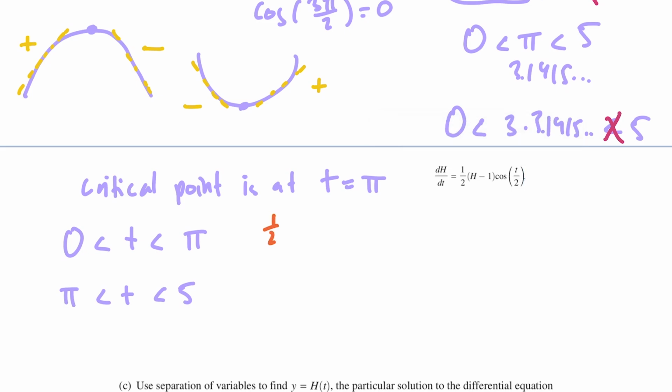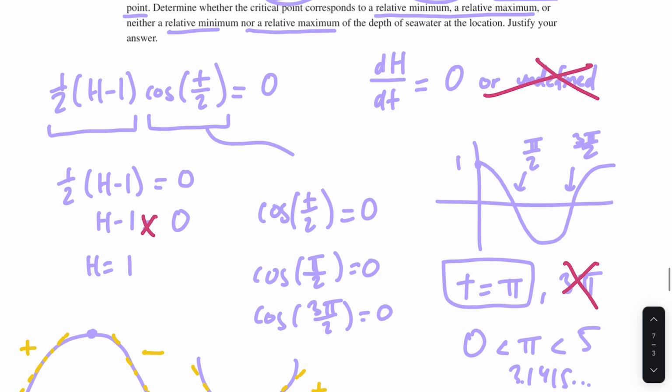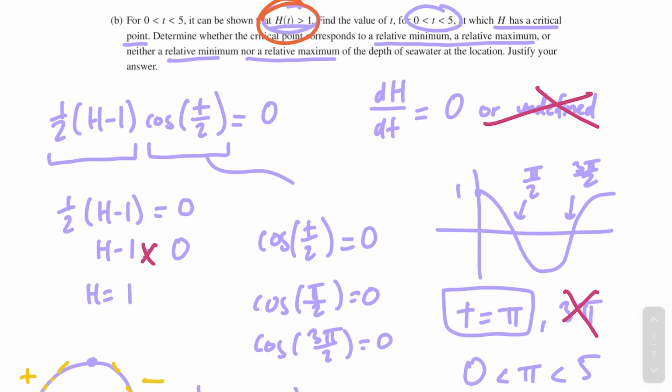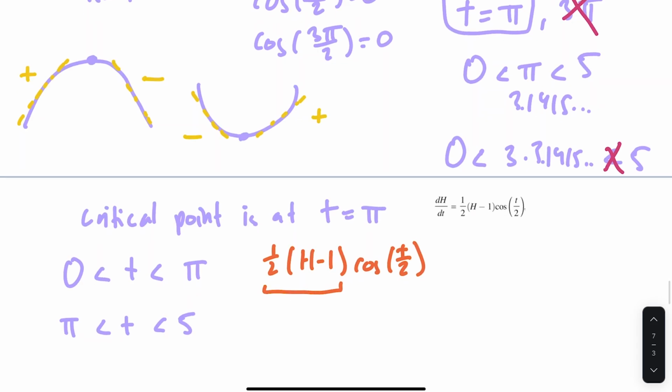So we have our 1/2 h minus 1 times cosine of t divided by 2. We know that this is always going to be greater than 0. And why do we know that? Once again, going back to what we set up here, h of t is going to be greater than 1. So we know that this will never be negative. So we know that this part is always going to be greater than 0. It's always going to be positive.